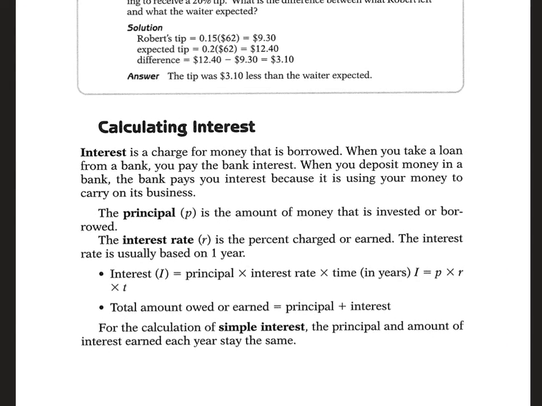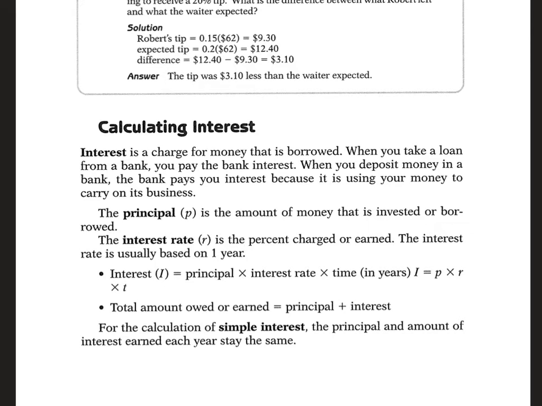When you're calculating interest, your interest is a charge for money that is borrowed. When you take a loan from the bank, you pay the bank interest. When you deposit money in a bank, the bank pays you interest because it is using your money to carry on its business. The principal P is the amount of money that is invested or borrowed. The interest rate R is the percent charged or earned. The interest rate is usually based on 1 year.